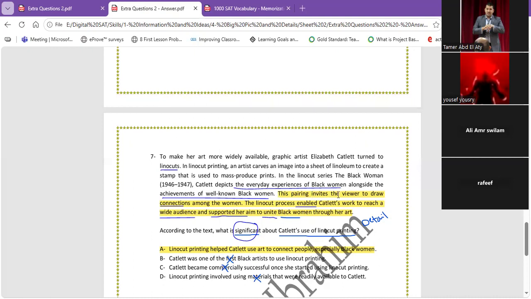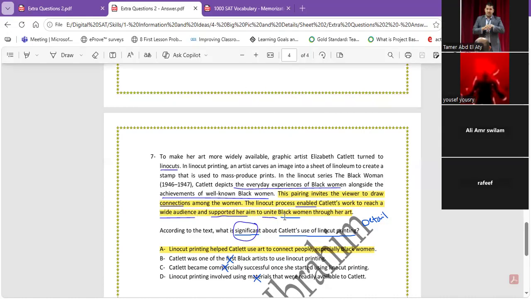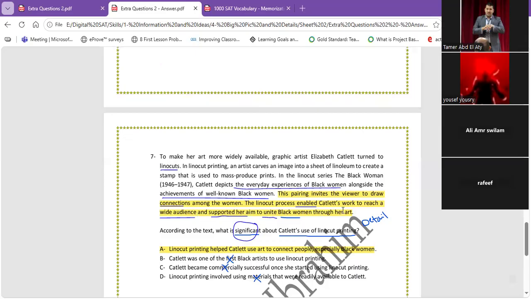This pairing invites the viewer to draw connections among the women. The lino cut process enabled Catlett's work to reach a wide audience and supported her aim to unite Black women through her art. So why it's significant? Lino cut printing helped Catlett use art to connect people, yes? To make a connection among the women, especially Black women, yes.